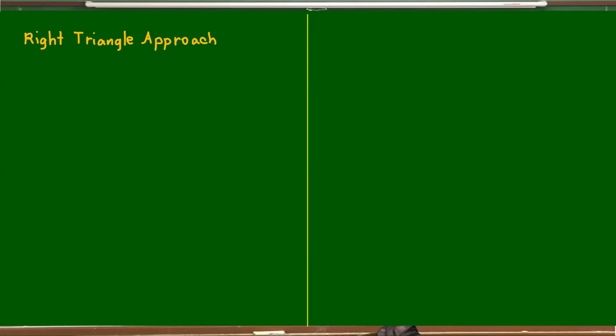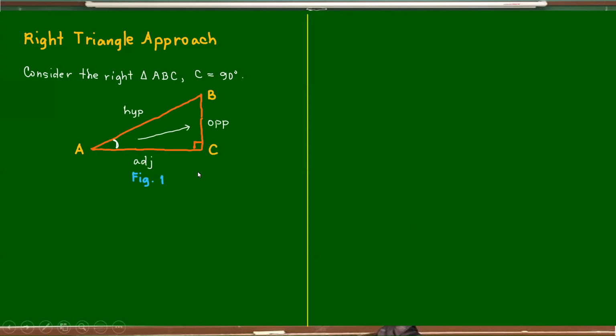Okay? So let's start. Consider the right triangle ABC having 90 degrees at C. So this is the illustration. Triangle ABC, 90 degrees at C. Opposite to angle A is the side denoted by op. So meaning this is the opposite side. Then we have the side AC. So this is called adjacent relative to angle A. And then we have the hypotenuse, which is the side AB.